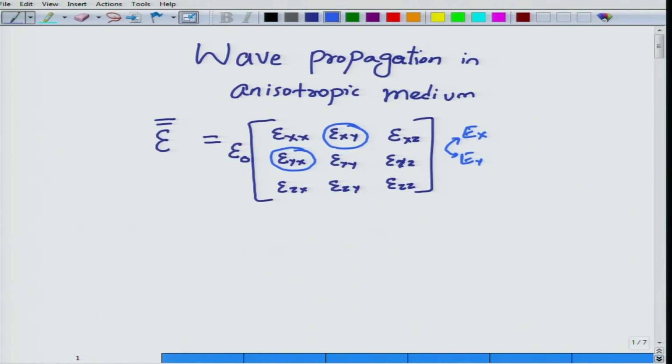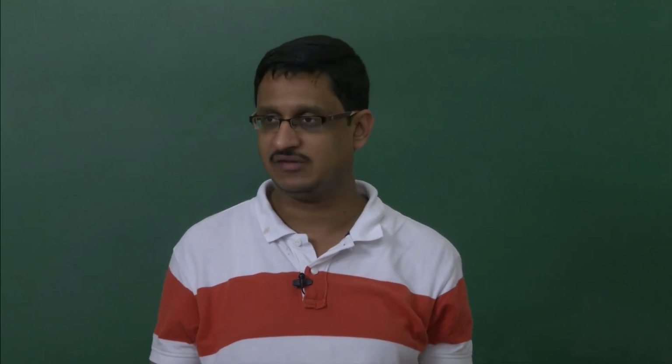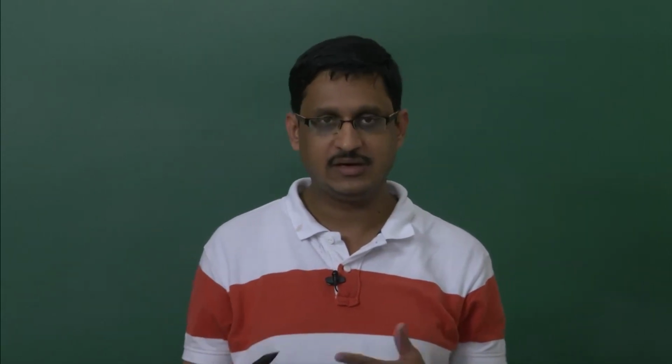Now, in general, as I said, there are about 9 elements which are to be specified for an anisotropic material, but thanks to certain thermodynamic properties of the materials, this epsilon tensor is actually symmetric. If we assume that we are working with real time functions such as cosine omega t minus kz or something like that, then you can think of this as a simple symmetry relationship.